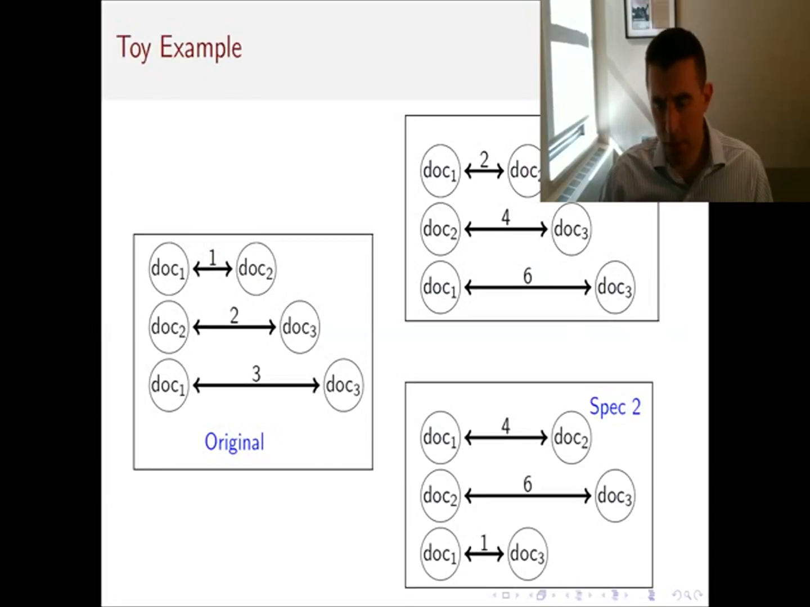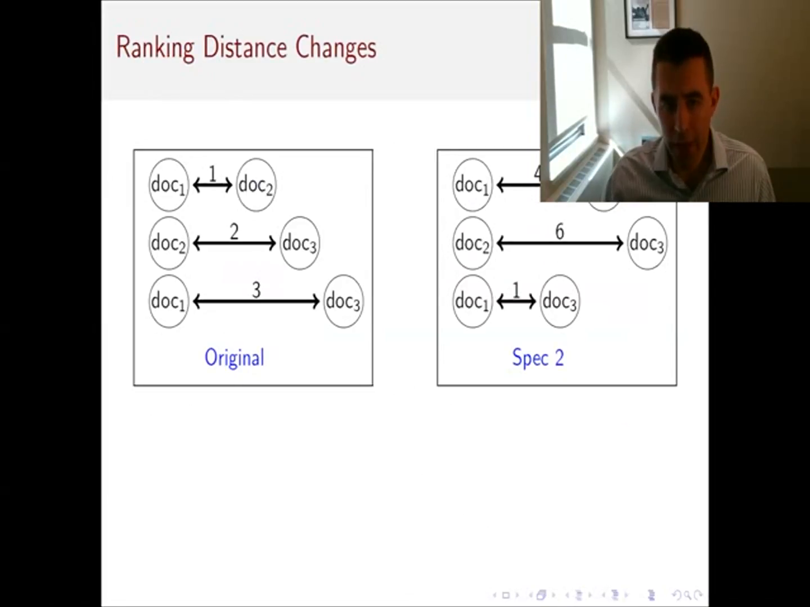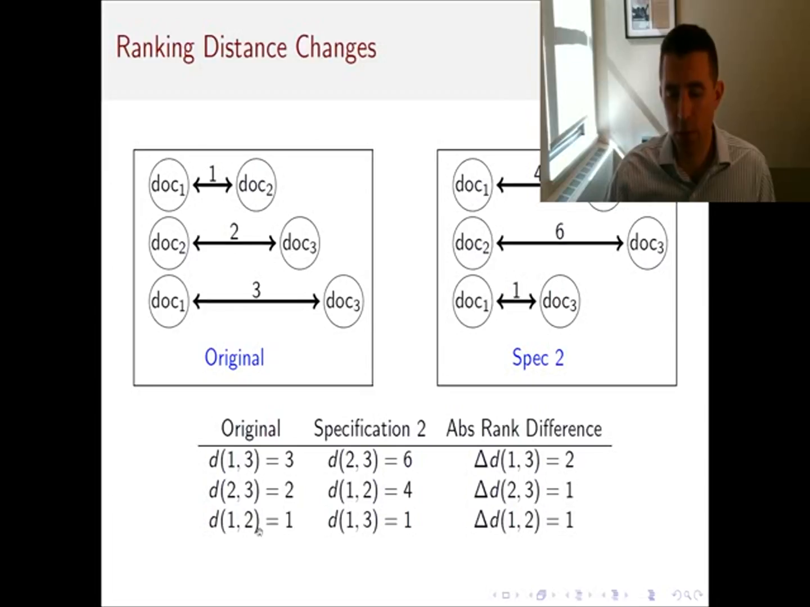But let's think about specification number 2, right here at the bottom, where things are a bit different now. Previously, we thought 1 and 3 were the furthest apart, but now we think 2 and 3 are far apart. And we've also jumbled some of the other ranks. So we can codify that. On this left-hand side, we're looking at the original, saying what was the distance between 1 and 3, distance between 2 and 3, distance between 1 and 2, and so on. I'm reading off from this original specification.